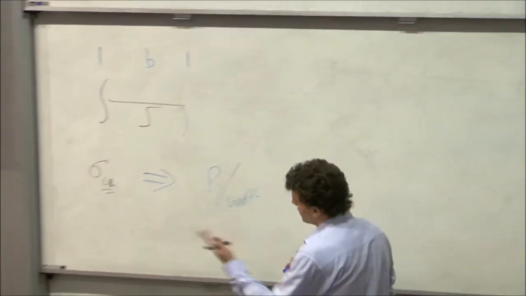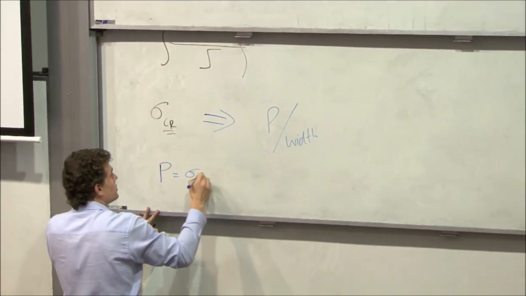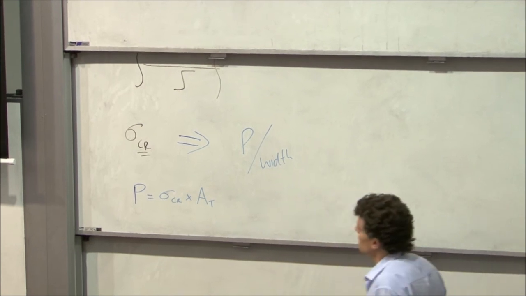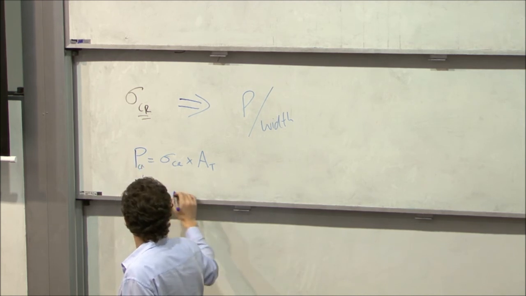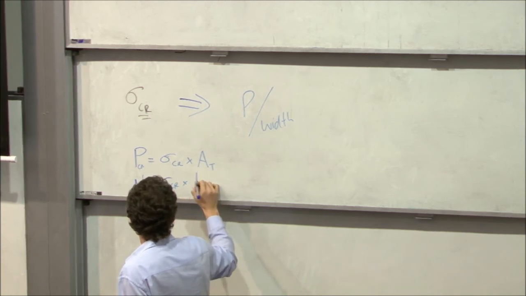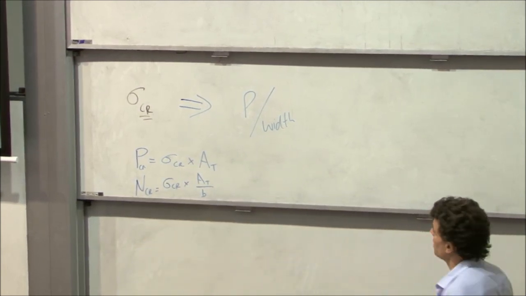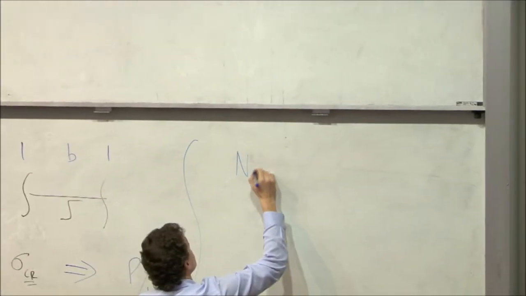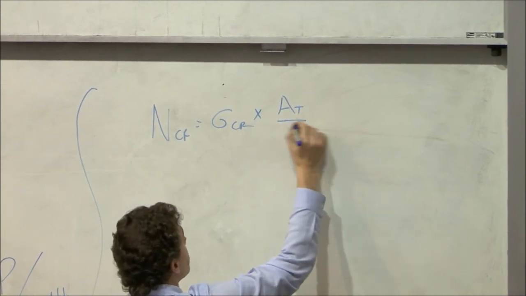Well, the first thing is we need to get to a load. So to get to a force, we'll times our critical stress by the total area. And then to get to a force per unit width, we divide through by that width b. So I'll write that up a bit bigger. N critical equals sigma critical times A_T over b.